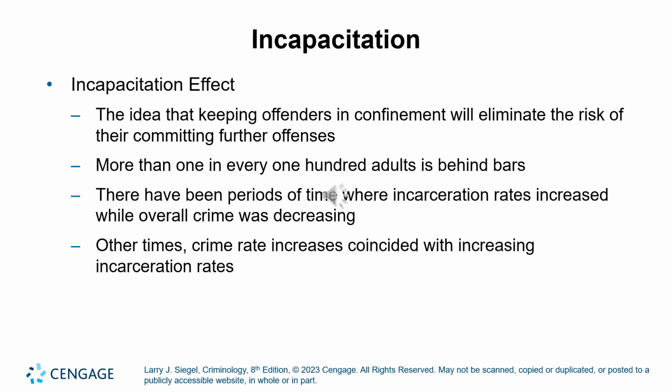However, the relationship between incarceration and crime isn't always straightforward. There have been periods where incarceration rates increased while overall crime was actually decreasing, suggesting other factors were influencing the drop in crime. At other times, we've seen crime rates rise even as incarceration rates were also rising, which raises questions about how effective incapacitation truly is on its own. So while incapacitation can prevent individual offenders from committing new crimes temporarily, its overall impact on crime trends is much more complex.